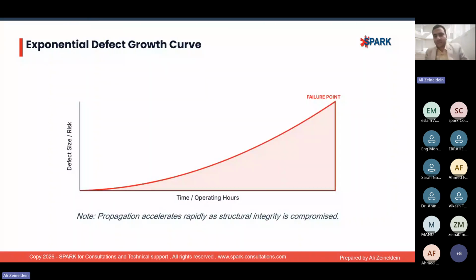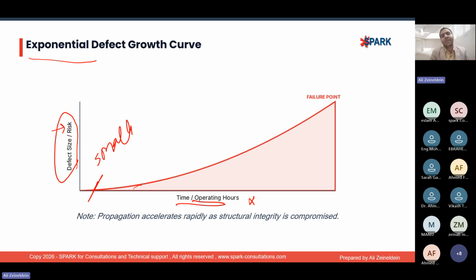This slide has a graph of exponential defect growth with time. We can see here the relationship between time, on the horizontal axis, and the defect size, which we can also consider as the risk. If nowadays we still have a small defect, no action seems needed, but unfortunately the propagation continues with time until reaching these points, a major accident or major incident.